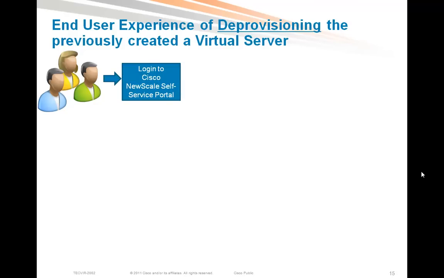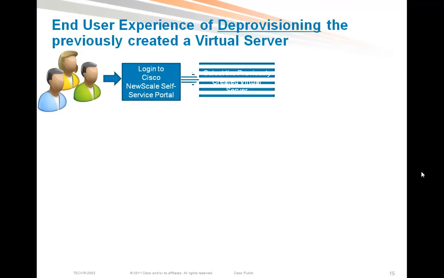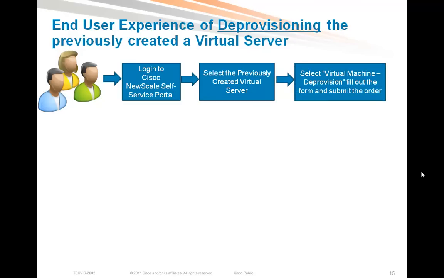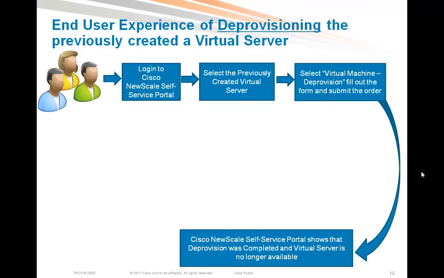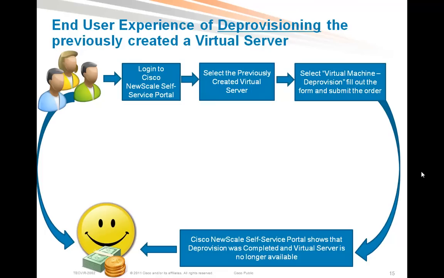So pretty straightforward. He's going to go on the portal, select the VM that he previously created, and select it for being deprovisioned. Again, from his perspective, he waits a few minutes. The server is now gone. It's deprovisioned, and obviously he's happy because he's saving some money.